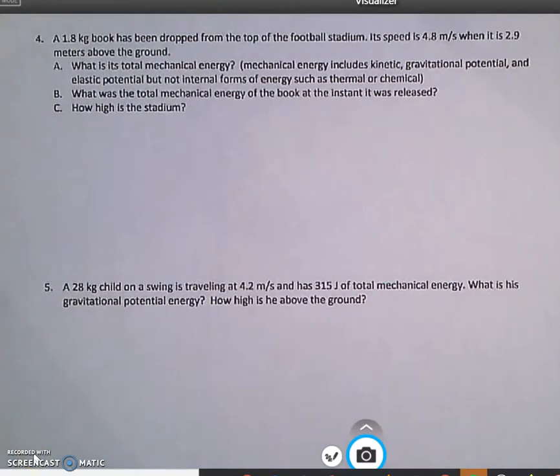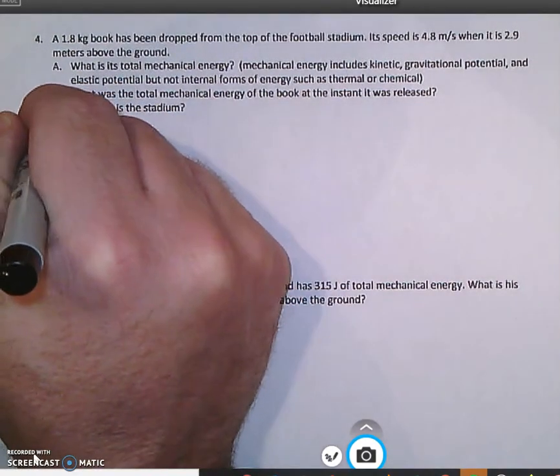The key to solving these three problems is the idea that the total kinetic energy always remains the same as long as there are only conservative forces acting on the object from within the system. Most notably, as long as there's no friction. So for part A, what's the total mechanical energy?